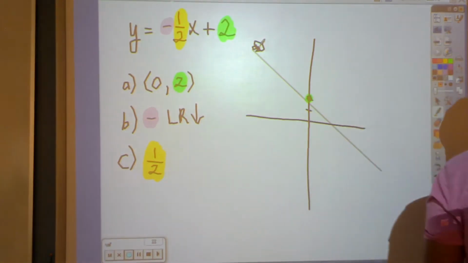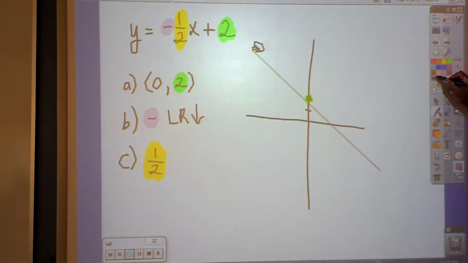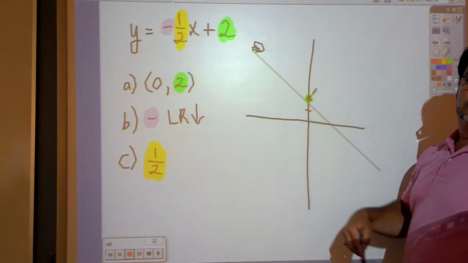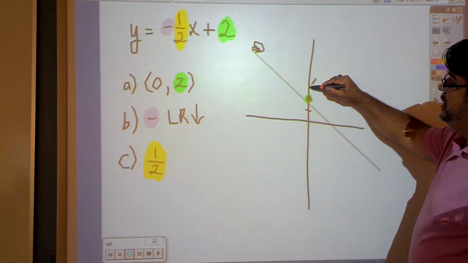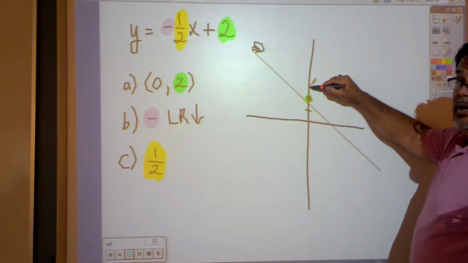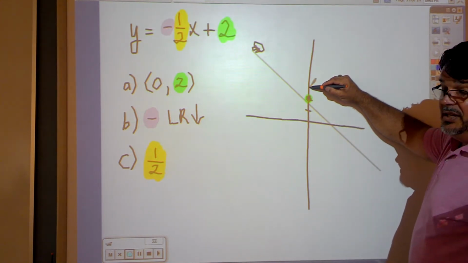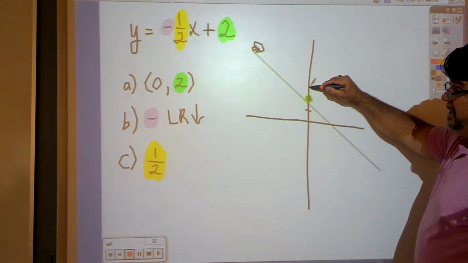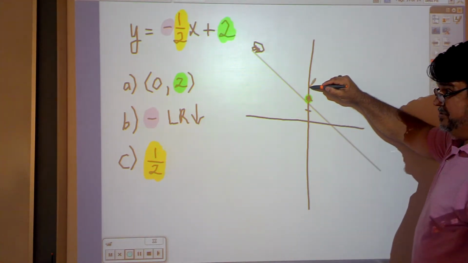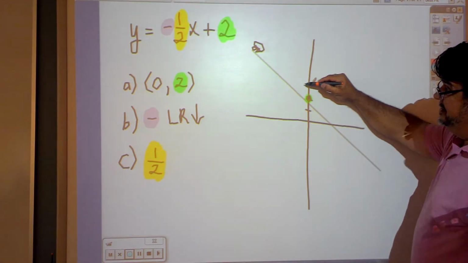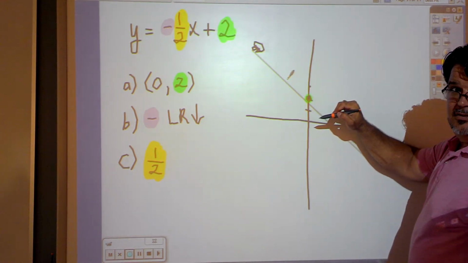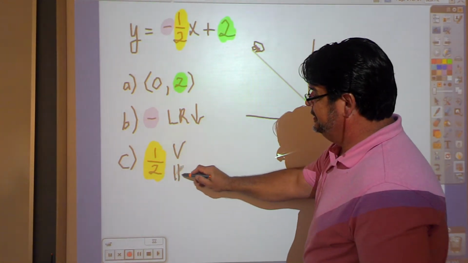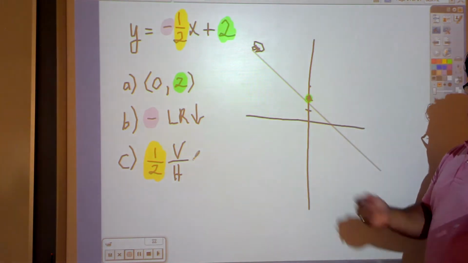Now plot your vertical over horizontal. Start right here. I'm going to go up 1. Which way did I go? To the left. To the left, because what? It's negative. No. I don't see a negative. You go down there, over 2. Why did I go to the left? Because that's where my trace line is. Okay, so the top number is up, and then the bottom number is always. Vertical over horizontal.